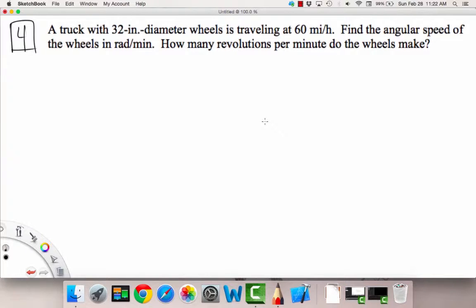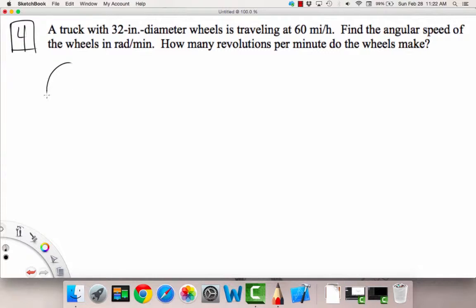Okay, so now for the fourth and final problem for this practice problems video, we have a truck with 32-inch diameter wheels traveling at 60 miles per hour. Find the angular speed of the wheels in radians per minute. How many revolutions per minute do the wheels make?